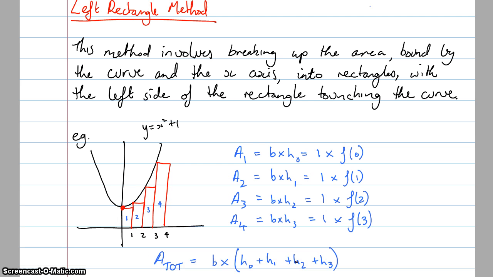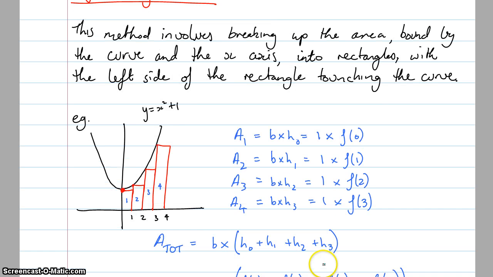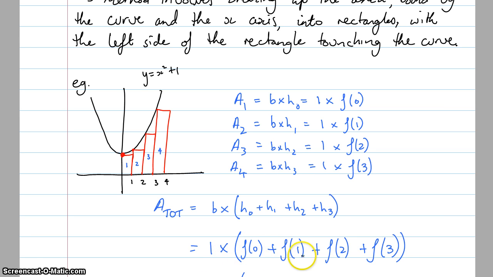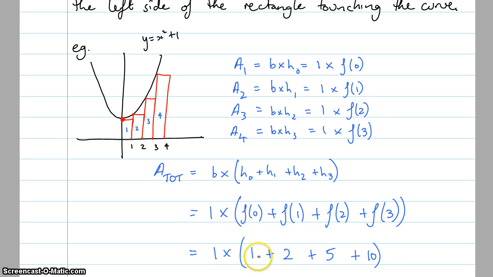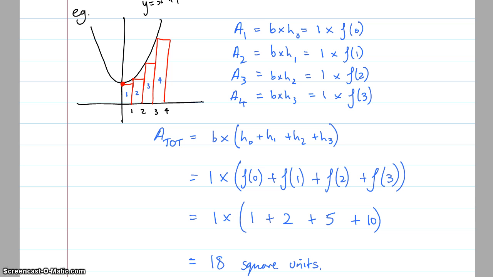So the total area underneath the curve, an approximation obviously, is the base times all of the heights added up, which is 1 multiplied by f of 0 plus f of 1 plus f of 2 plus f of 3. I can find out what those are: I sub in x equals 0 into this equation, and I end up getting 1, 2, 5 and 10. I do 1 multiplied by all of those added together, which is 18 square units. So this is an approximation. It's not exact, but it's not too bad.